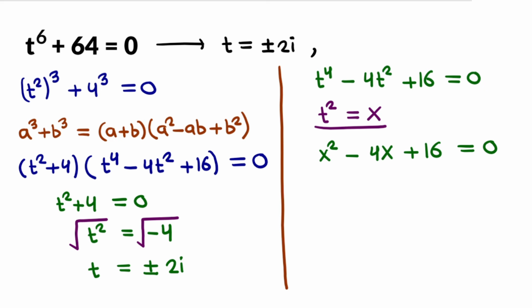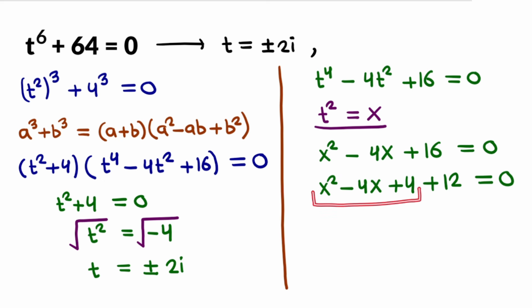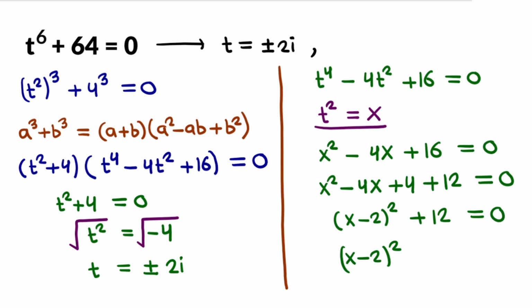Let's complete the square. 16 can be written as 4 plus 12. So we have x squared minus 4x plus 4 plus 12 equals 0. The first three terms form a perfect square. The quantity x minus 2 squared plus 12 equals 0. Move 12 to the other side. The quantity x minus 2 squared equals negative 12.